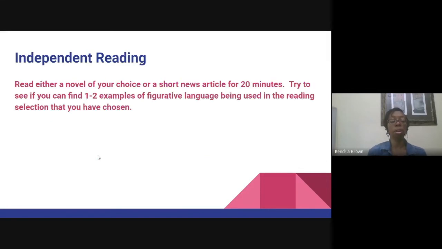And then for your independent reading, again, you'll either choose a novel of your choice or a short story article, and you'll either read the chapter of the novel or the article for 20 minutes. Try to see if you can find 1 to 2 examples of figurative language being used in the reading selection that you've chosen.